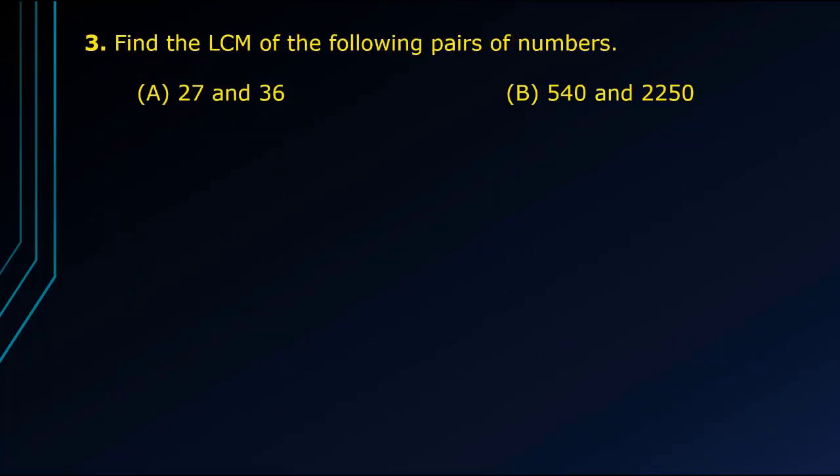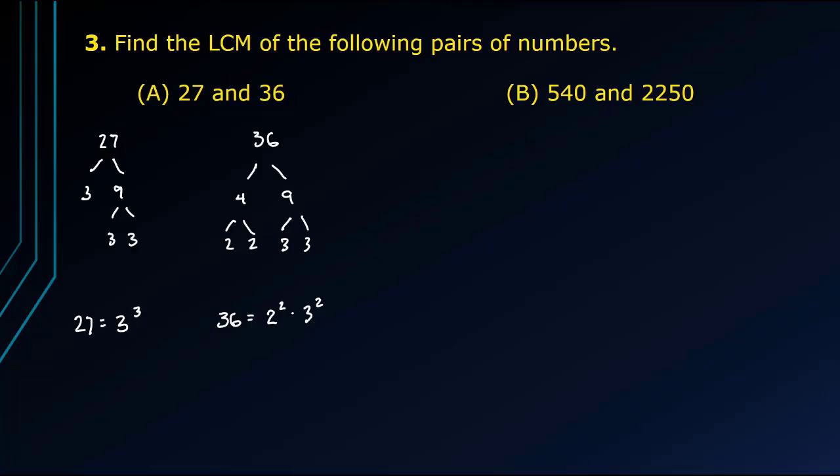When I look for the least common multiple, I'm going to start off the same way. I'm going to be starting off using these factor trees to find the prime factorization. So for 27, that's 3 cubed. For 36, that's 2 squared times 3 squared. Now, when I look for the least common multiple, I want to find basically the highest power that's in any one of them.